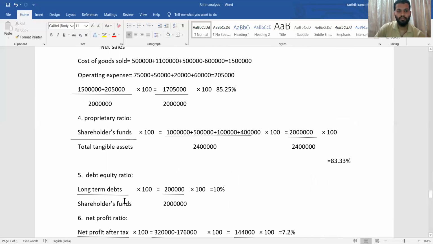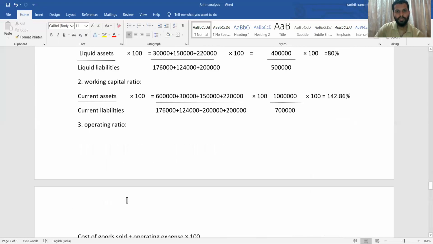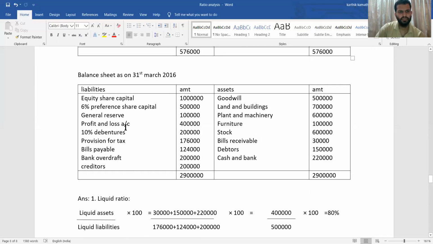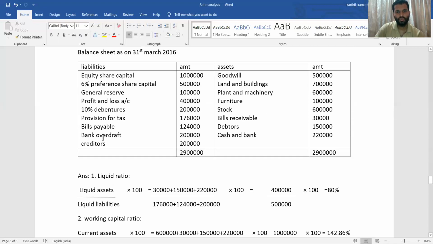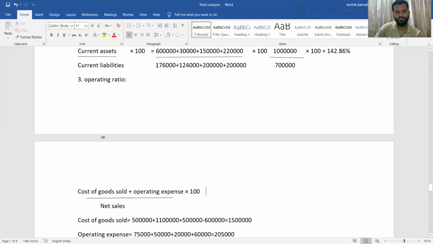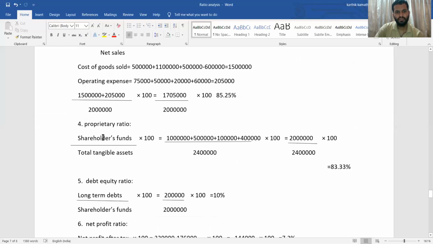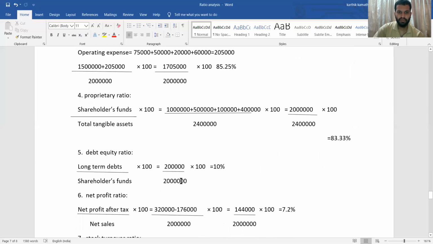Debt equity ratio: long term debt divided by shareholders fund. Long term debt, if you see the liability side information, is the 10% debenture given, so that is 2 lakh. Any other information about long term debt? No, there is no other information, only the 2 lakh debenture, divided by shareholders fund. Shareholders fund is calculated in the previous formula itself, directly 20 lakh: preference share, equity share, general reserve and profit and loss account. You will get the answer as 10%.